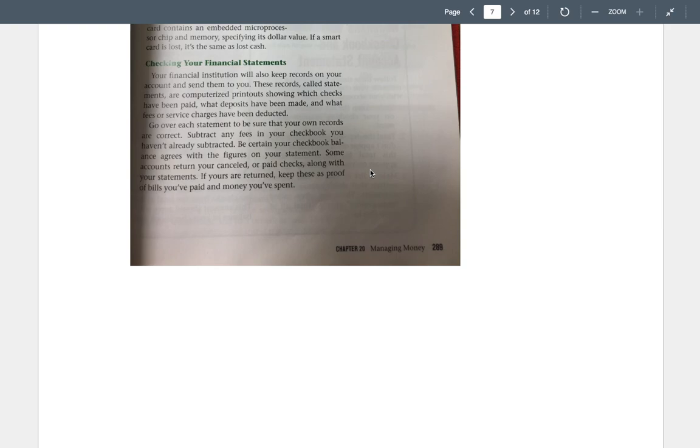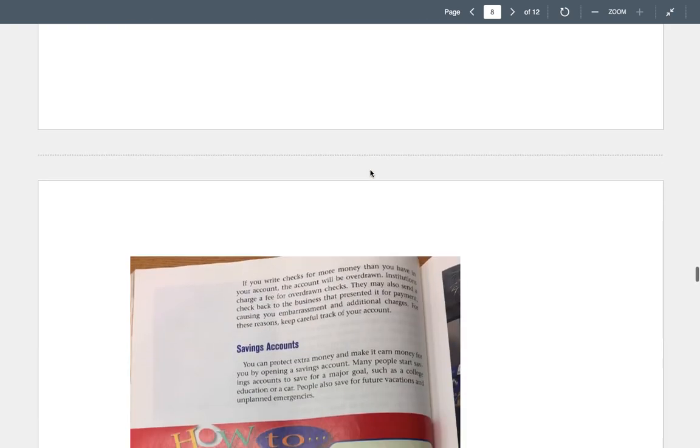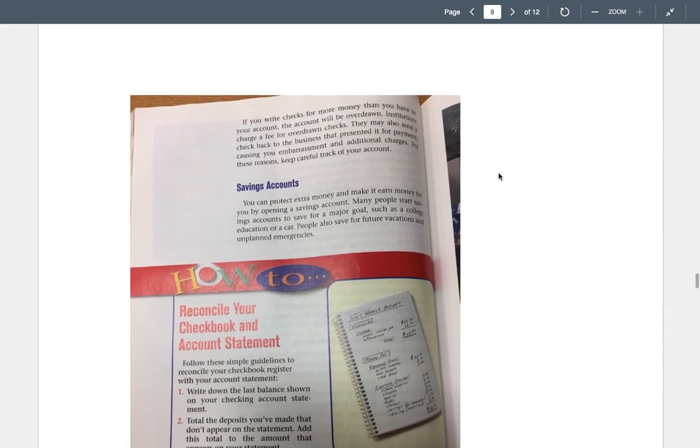Some accounts return your canceled or paid checks along with your statement, or usually like a copy of them. If yours are returned, keep these as proof of bills you've paid and money you've spent. And people do make mistakes, so you should keep a record and you should check things because nobody's perfect.